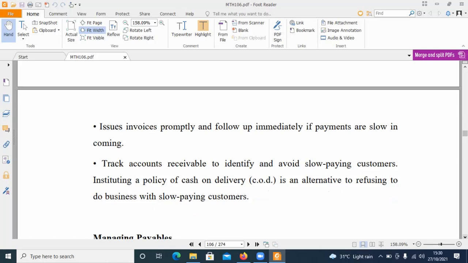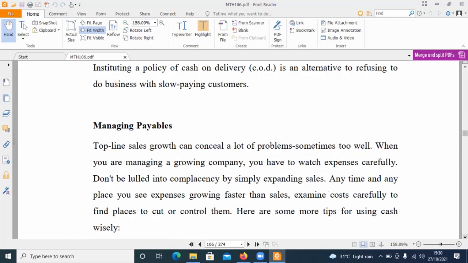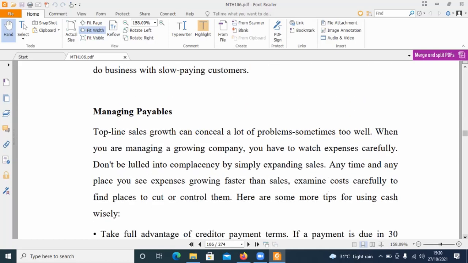It's an alternative to refusing to do business with slow paying customers. Then another thing is managing your payables. You yourself, apart from managing the money that you receive, you encourage people to pay on time. You too must be on top when it comes to paying, managing your payables. If anything you bought and you need to pay for, you must make sure you do that on time. So, managing payables.